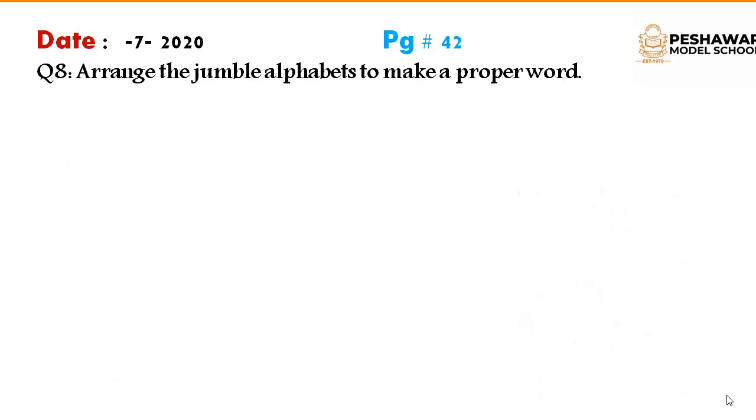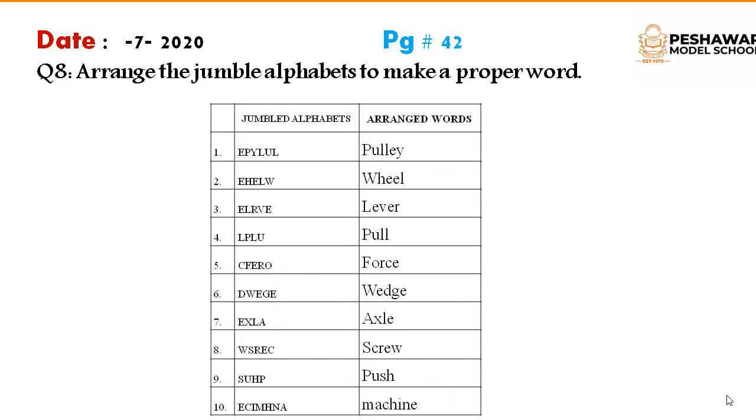Now we'll move towards another page, that is page number 42. Here question number 8 is, arrange the jumbled alphabets to make proper words. The jumbled alphabets have been given to you and you have to make the proper word from them. I have arranged the words for you so that you can do it easily.